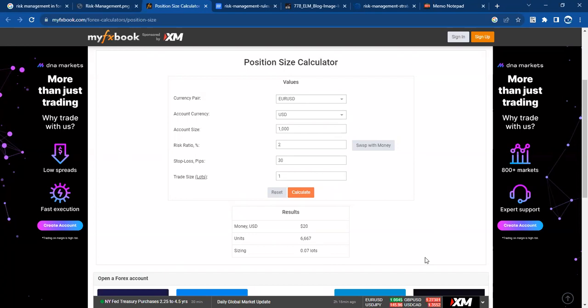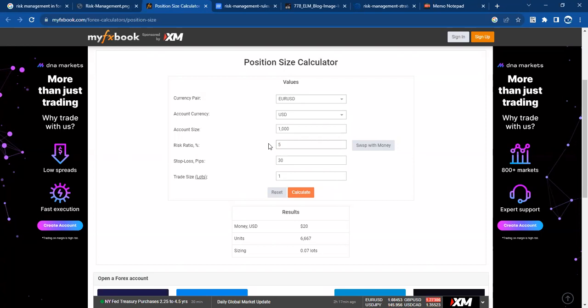So this is the simple way to calculate your lot sizes. If you do not know the lot sizes to use, you can get on this lot size calculator, or you use any other one. There are several of these programs online for free. You can use them to calculate your lot sizes and use that to set the proper lot size you should be trading on your account's size. So your maximum risk should not exceed 5%.